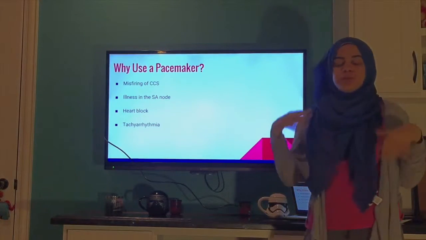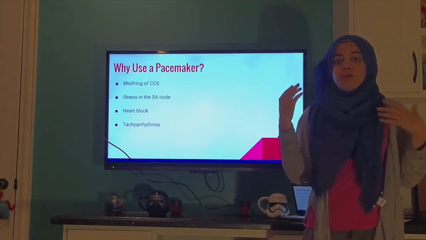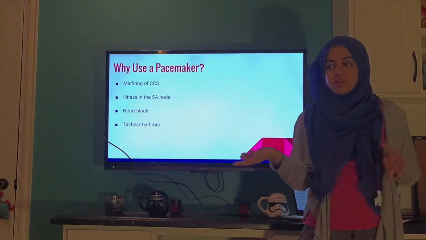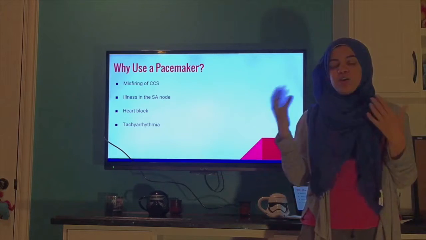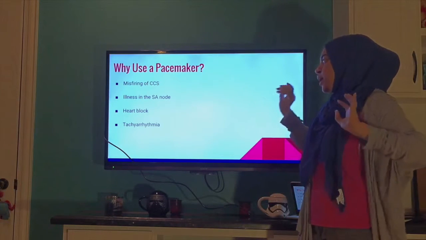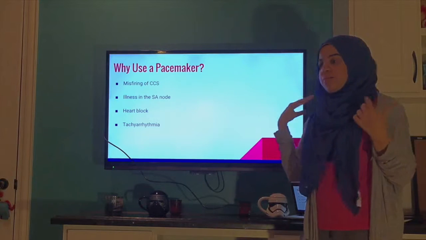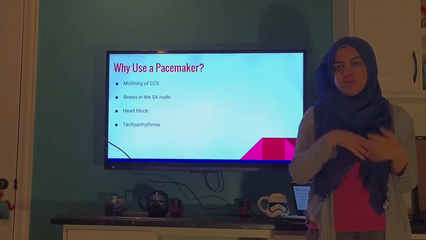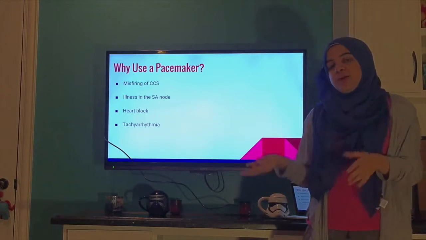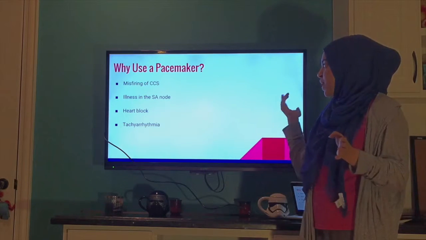So multiple reasons as to why somebody would require a pacemaker would, as Ariana previously covered, be the misfiring in the cardiac conduction system. So this would include illness, such as in the SA node, which is basically our natural pacemaker. So obviously that would be a threat to our heartbeat and our heart rate.